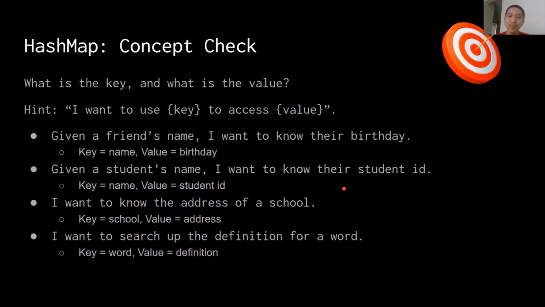So yeah, I hope you all have a better idea of what a hash map is. How you can use a hash map is that you just give it a key and it'll return a value to you. And you can store these kinds of relationships.